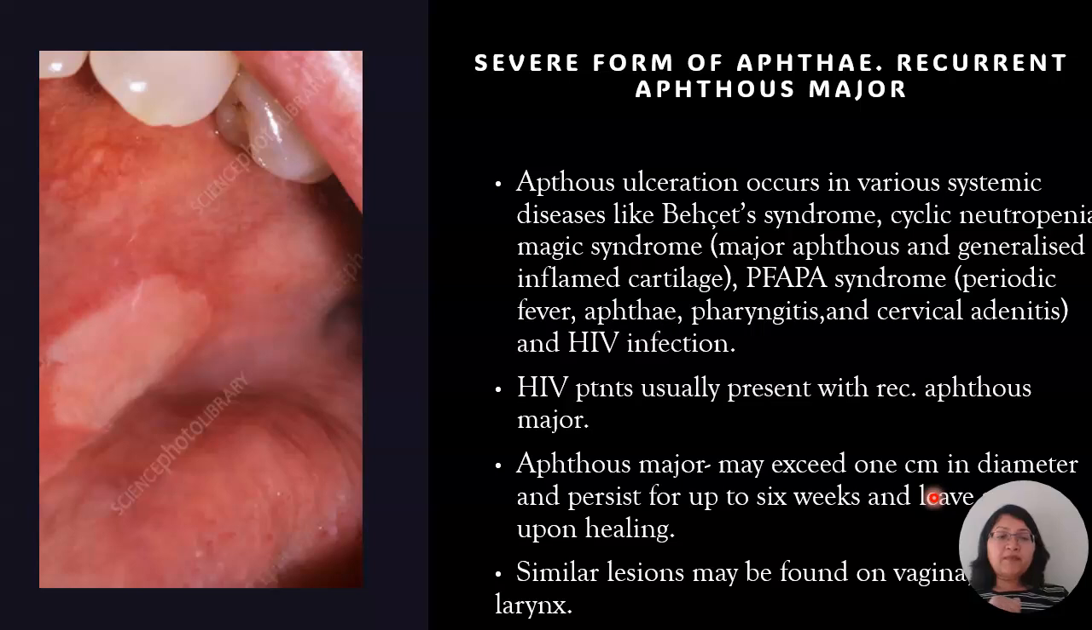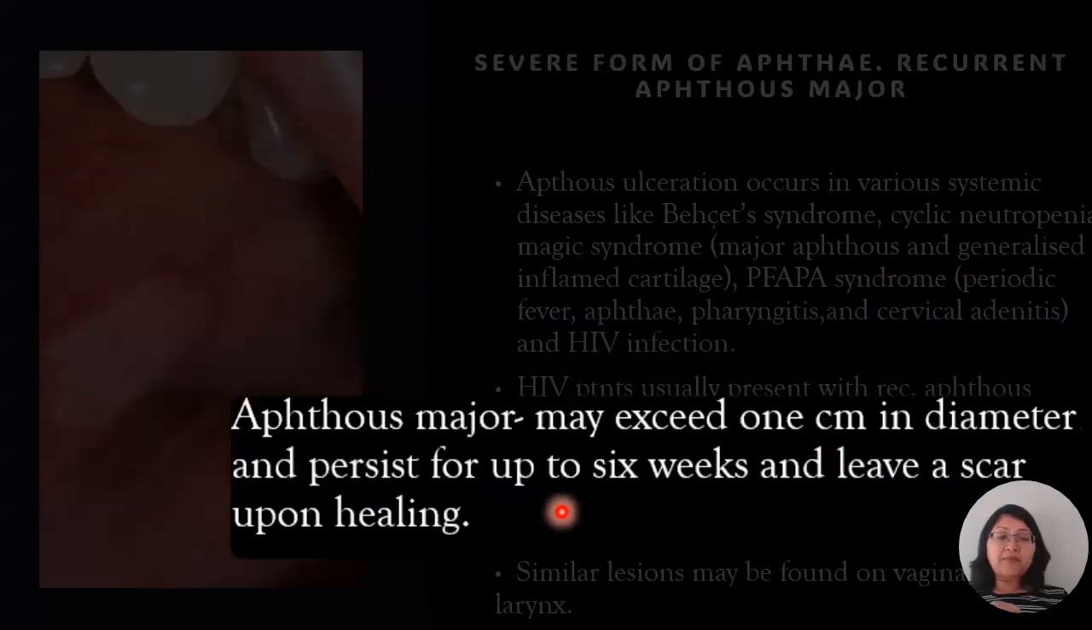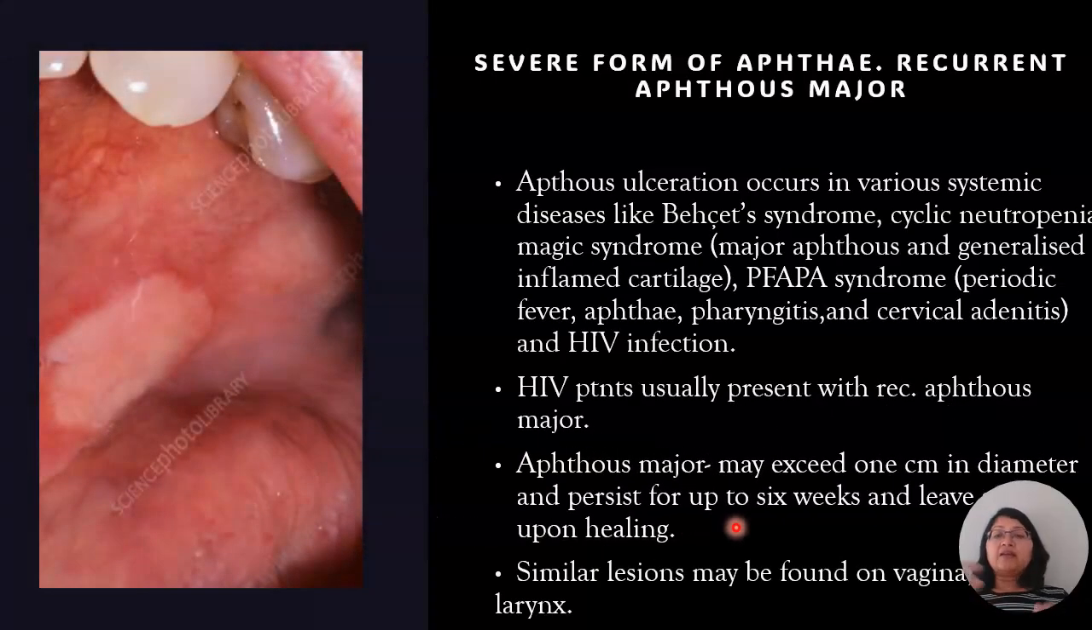Aphthous major, now they may exceed 1 centimeter in diameter, may persist for 6 weeks, and they leave a scar on healing. And again, history comes into play. You should ask the patient, have you been getting these ulcers before? And when they come, how long they stay.